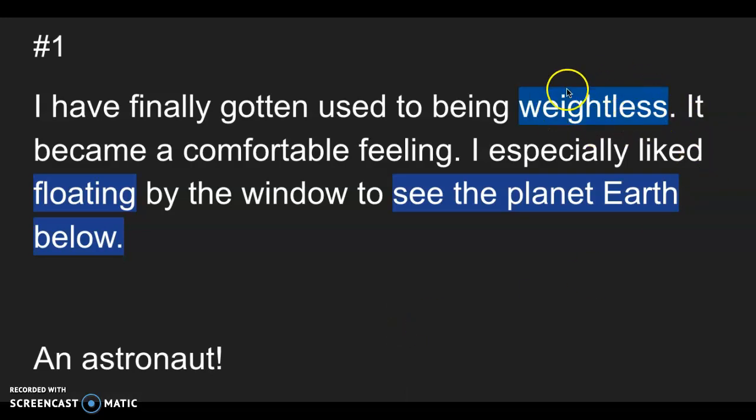So let's see what kind of clue words led us to infer that. Well, the first one was feeling weightless. Okay? And then floating. So feeling weightless and floating, these are two clues. And another clue that really gives it away is that he's floating by this window and he sees the planet Earth below. So he is an astronaut. All right, let's try another one.